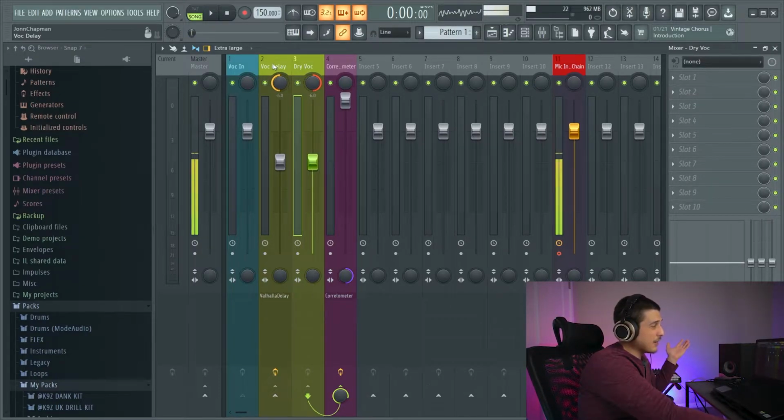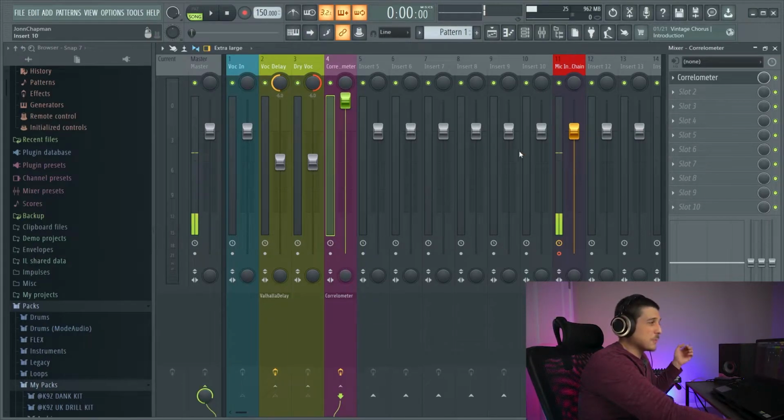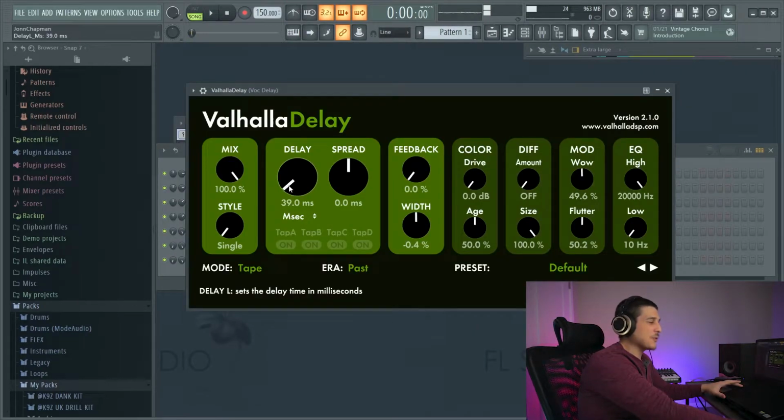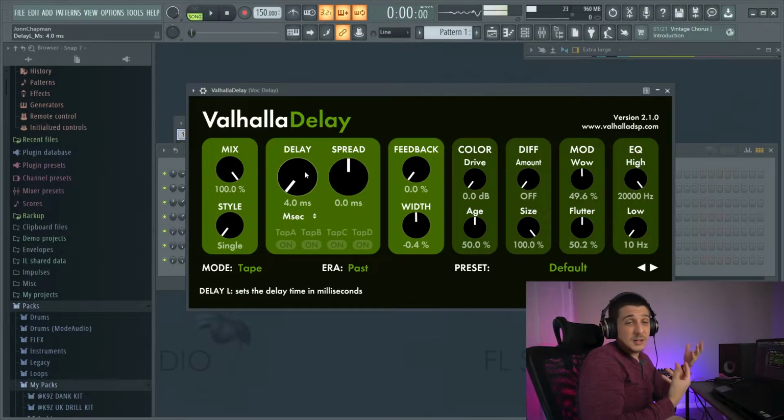Now, since we already have our delay on one side and our vocal on the other, I'll turn this back to stereo and we will talk about the Haas effect. The Haas effect is a 5 to 30 millisecond delay. The reason it's so short is because it takes human hearing about 30 milliseconds to differentiate a source sound and a reflection.